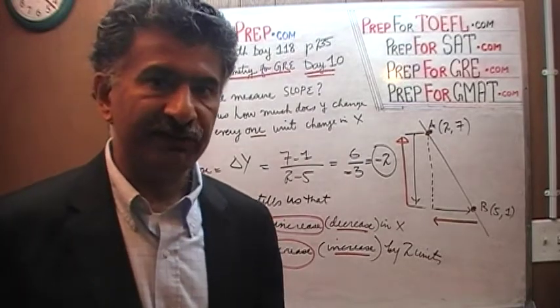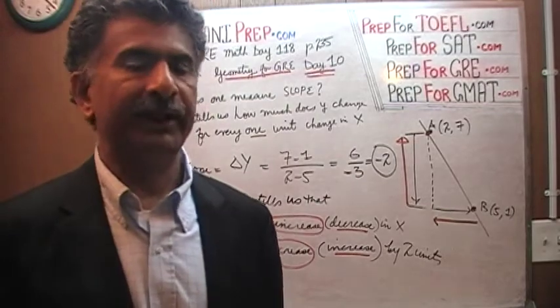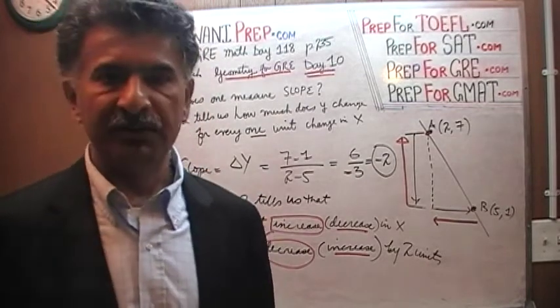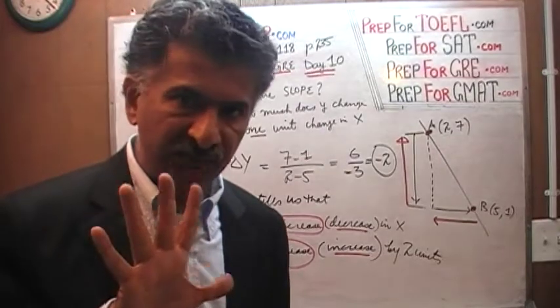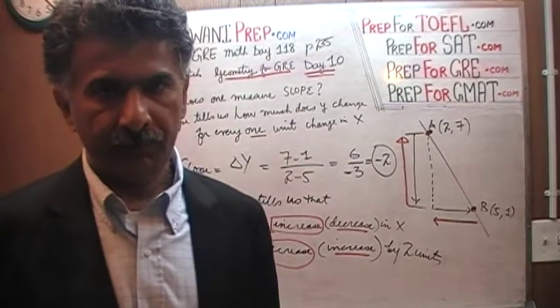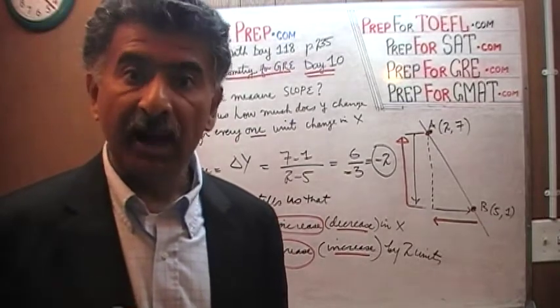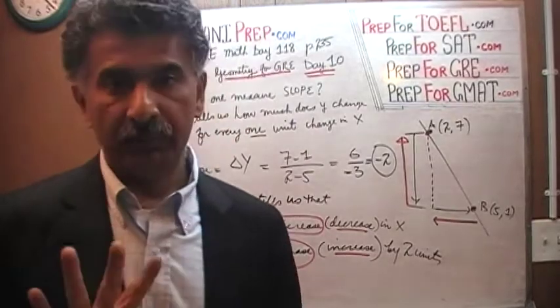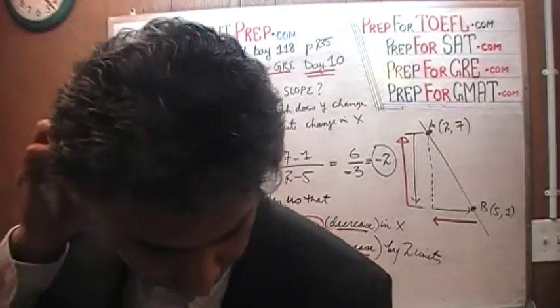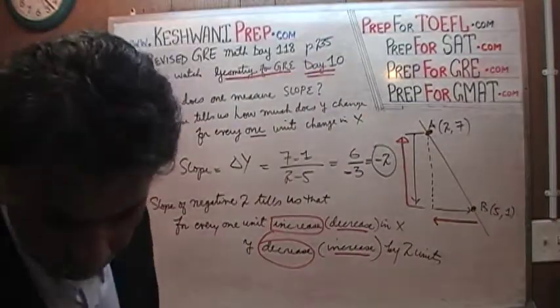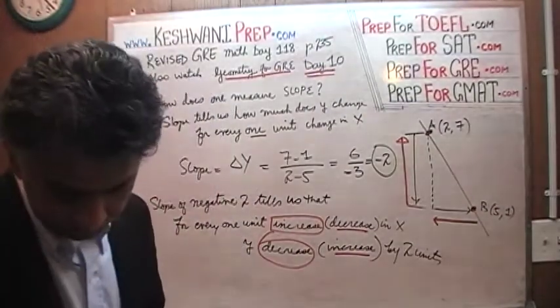So if the change in x is 5, change in y is going to be 10. And which way though? Well, that has to do with the negative slope, which means if x increases by 5 units, y will decrease by 10 units. If x increases by 2 units, y will decrease by 4 units. I hope I said it right. But anyway, that was it.